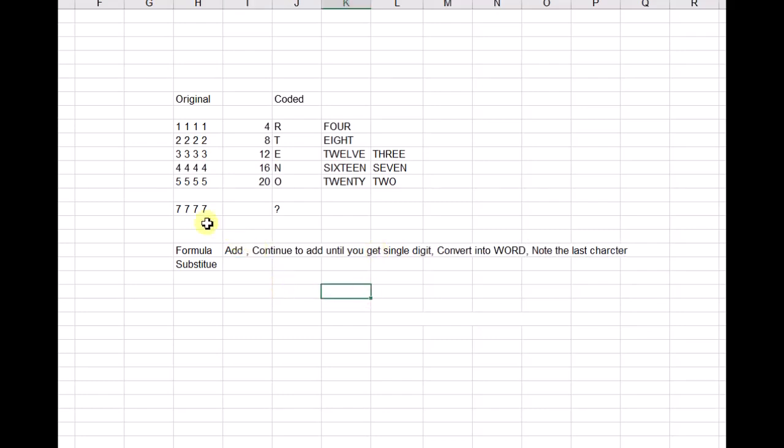Now we'll apply the same formula to this original word. So we have 7777. So 7 fours are 28. 28, 2 plus 8 we have to add. 8 plus 2 is 10. Is the problem over? No, not yet, because it's still a two-digit number. So again you have to add. 1 plus 0 is 1. So 1 is O-N-E, and what you get is E. The answer for this puzzle is E.